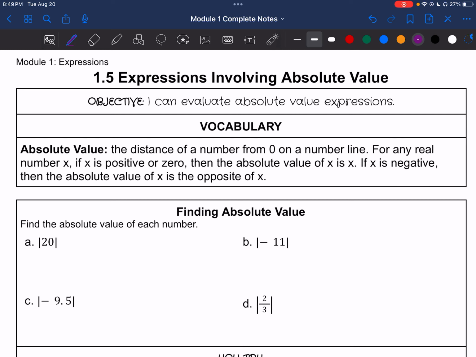Hello, and welcome to Lesson 1.5, Expressions Involving Absolute Value. Our objective for today's lesson is that I can evaluate absolute value expressions. Our vocabulary is just absolute value.